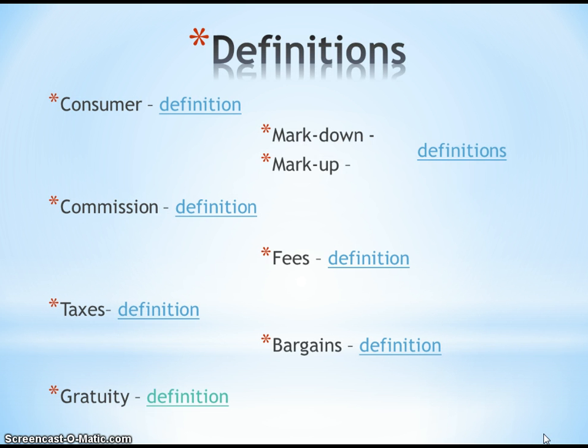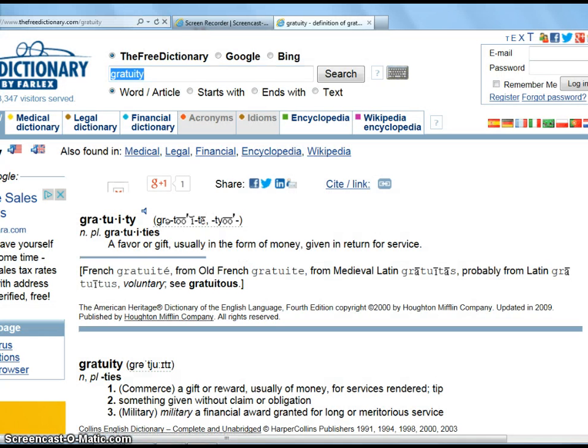And finally, we have our gratuity. And think of a word that sounds a lot like gratuity when you see this definition. So gratuity is a favor or gift, usually in the form of money, given in return for service. So the gratuity is a tip. When you leave extra money on the table for the waiter or the waitress who came by and served you, that's a tip, that's a gratuity. What word sounds like gratuity that could help you remember this?